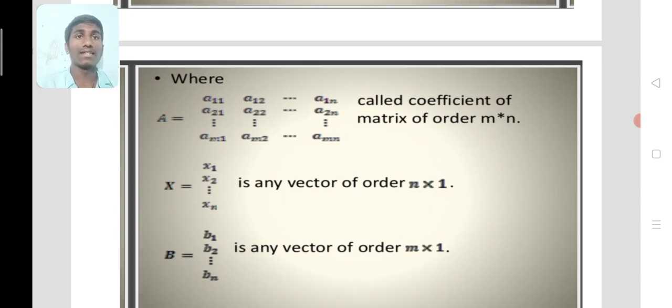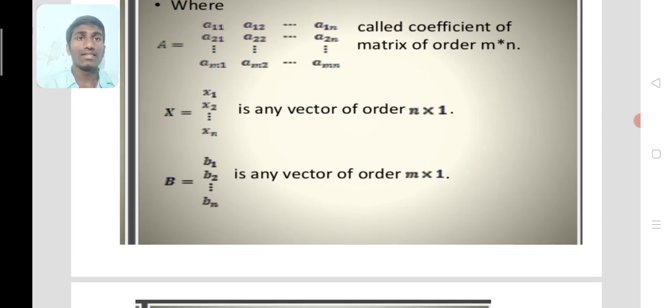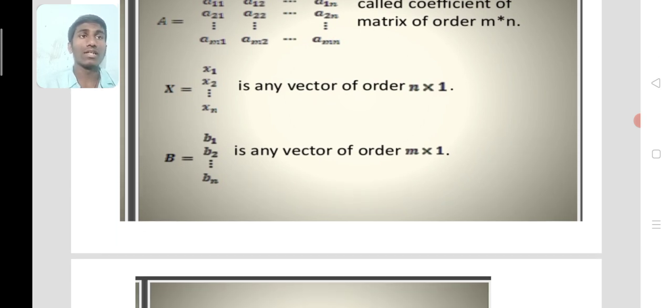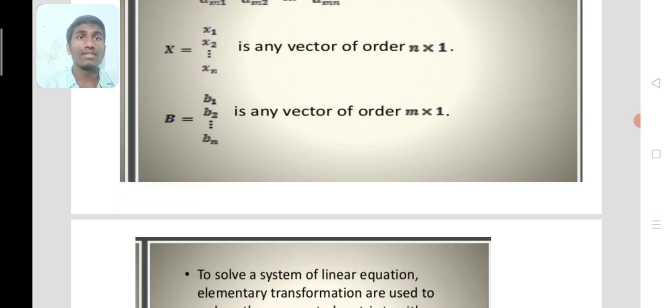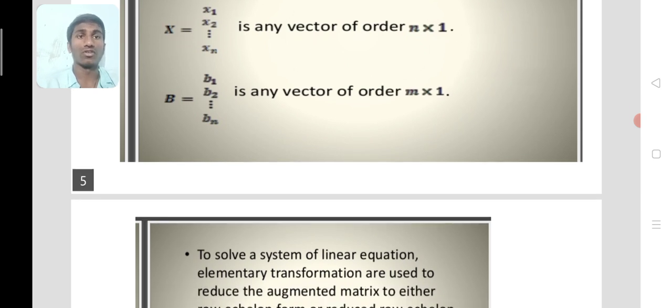So we get A equal to a11, a12 and so on in the first row, and similarly we take the n variable coefficients of each of the m linear equations in the rows, giving a matrix of order m into n. Again, x is a column matrix of n variables, of order n into 1, and B is a constant column matrix of order m into 1.